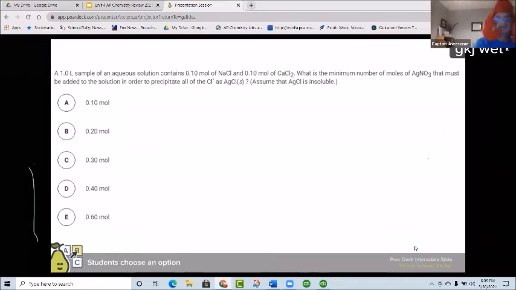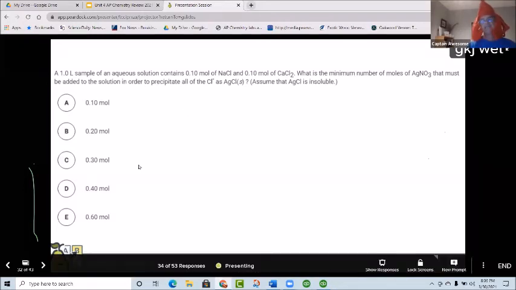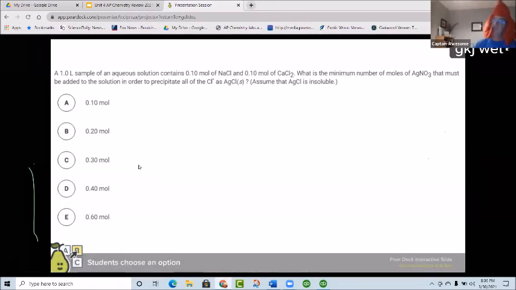That's what you're doing here, and the correct answer ends up being C, just because there's 0.1 moles from the sodium and 0.2 moles from the CaCl2, which means there's a total of 0.3 moles of chloride ion out there in solution. So you would have to add the same number of moles of silver.